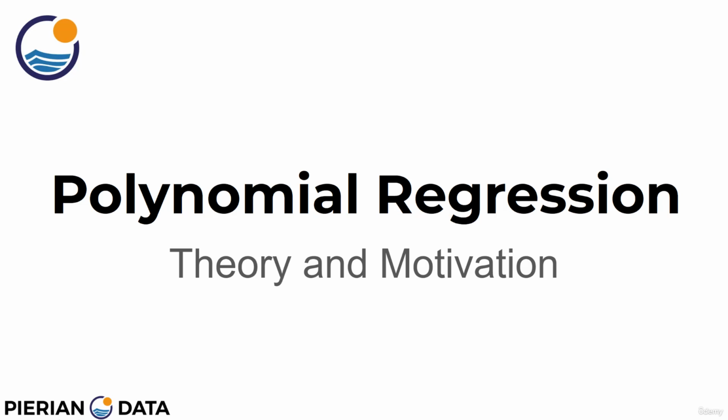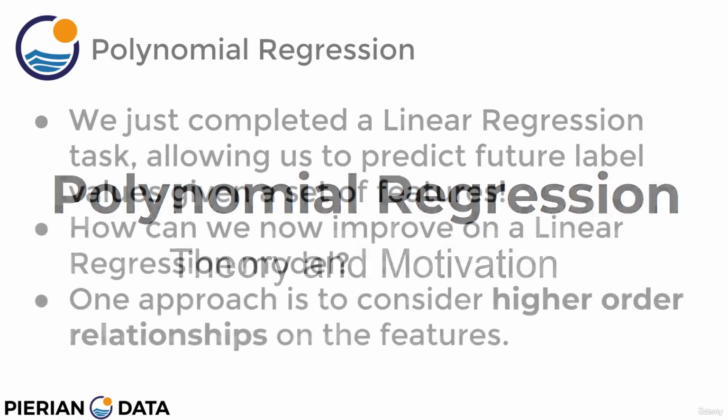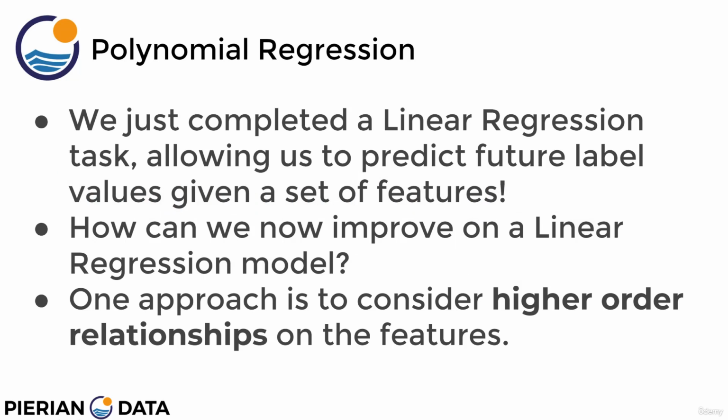Let's start off with a little discussion on theory and motivation behind polynomial regression. As you know, we just completed a linear regression task, allowing us to predict future label values given a set of features. However, we didn't actually have a way to adjust or improve the model. So how can we now improve on just a linear regression model?